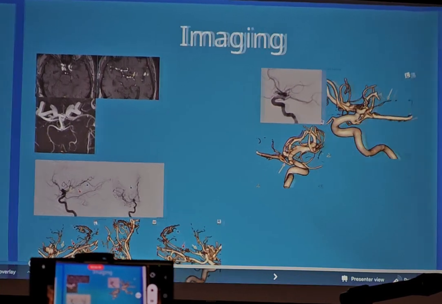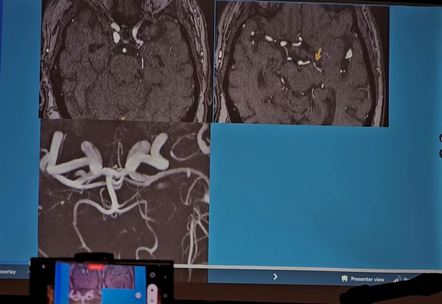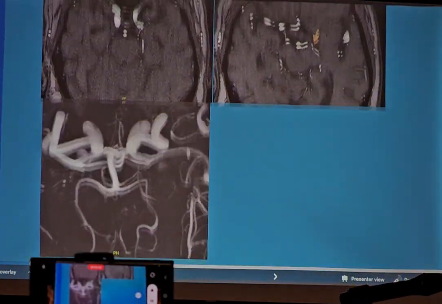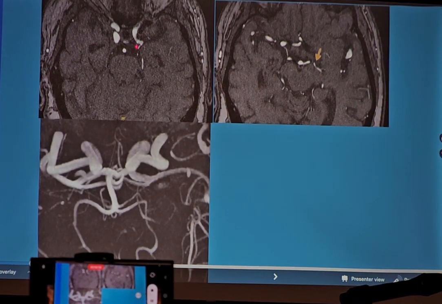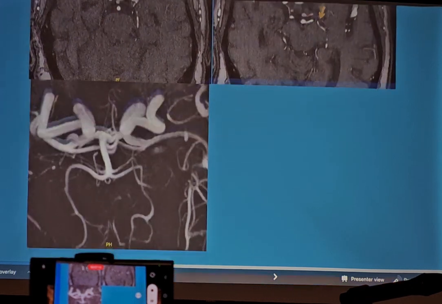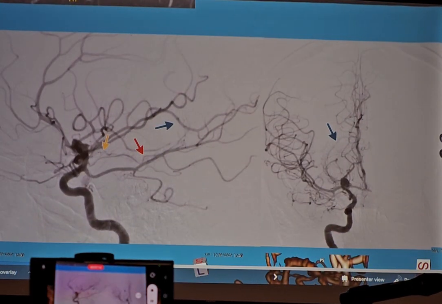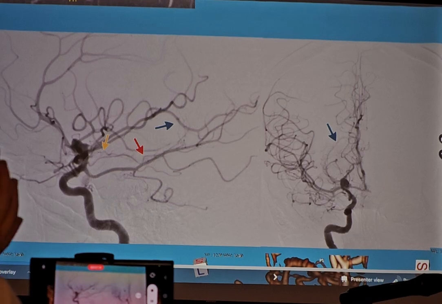The normal imaging of the anterior choroidal on MRI can be a little difficult to spot, but on sectional imaging, it's this little vessel here that's going to be really close, wrapping around the midbrain, and then at this point here, disappearing into the temporal fissure to get into the choroid plexus of the temporal lobe. On angiography, it's got a very characteristic little step appearance.